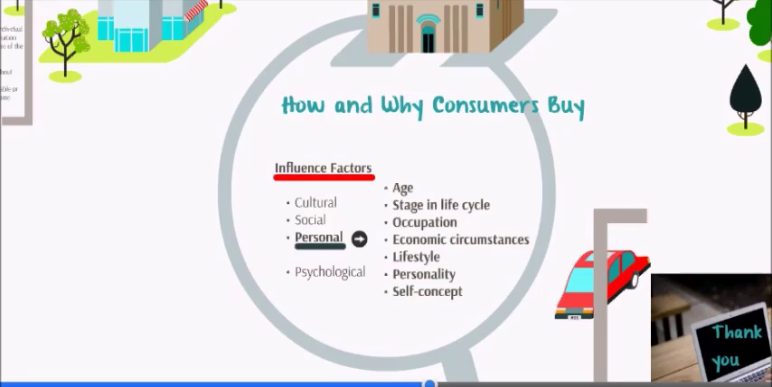Stage in life cycle, it depends. If I'm a bachelor, what will be my requirement? If I'm a newly married guy, what will be my requirement? If I have got grown-up children, what my requirements would be completely different. Occupation is very important, in which kind of job I am in. If I am a judge, I'll be having a different purchasing pattern. I'll be going for a different set of goods and services than a sales manager, than an engineer. Economic circumstances, how much I'm earning.